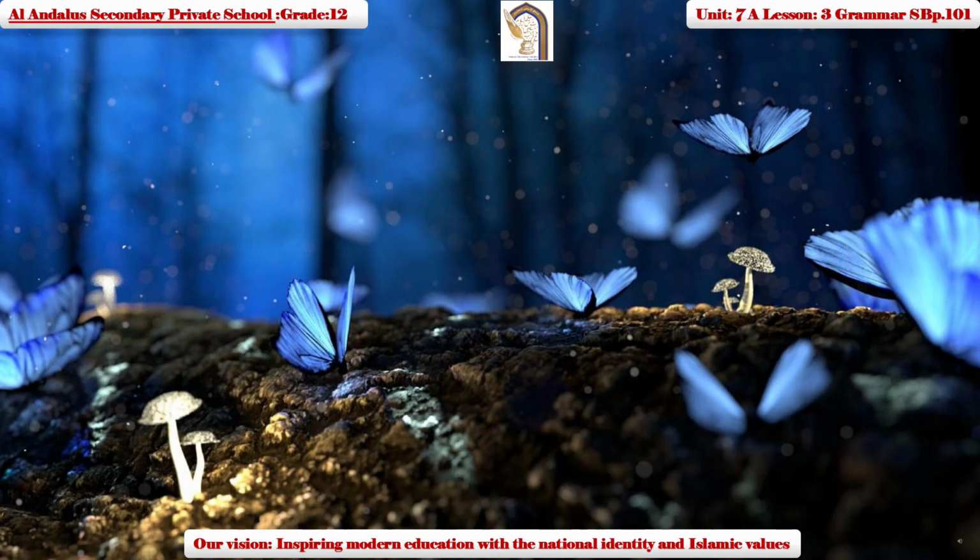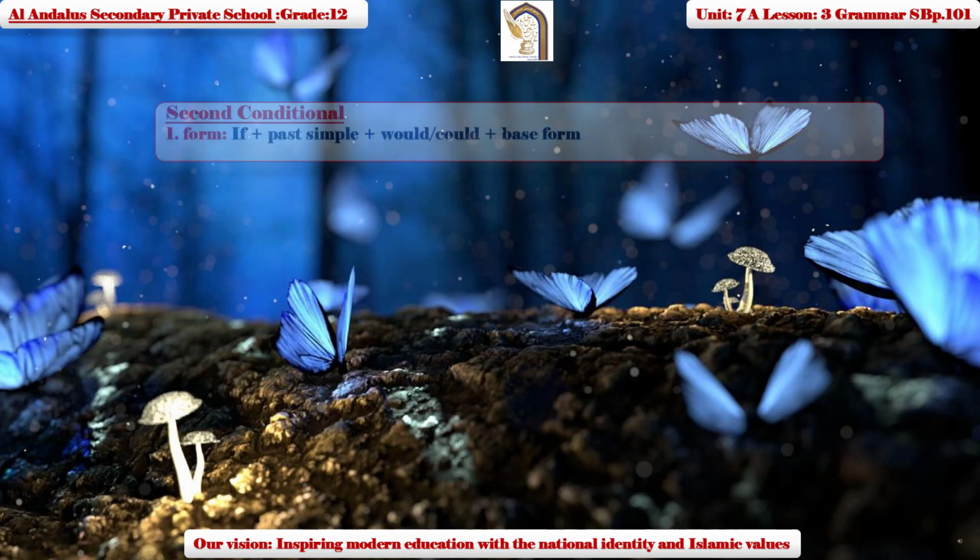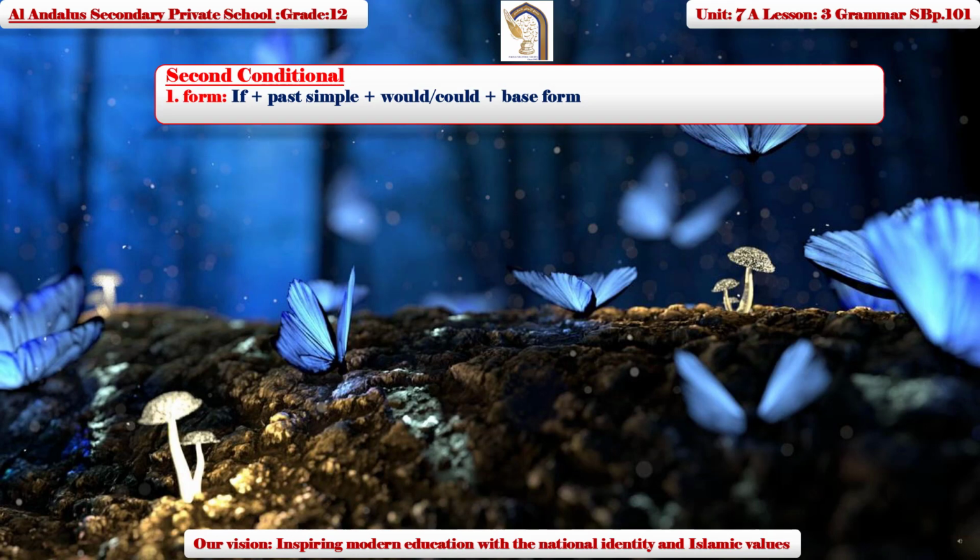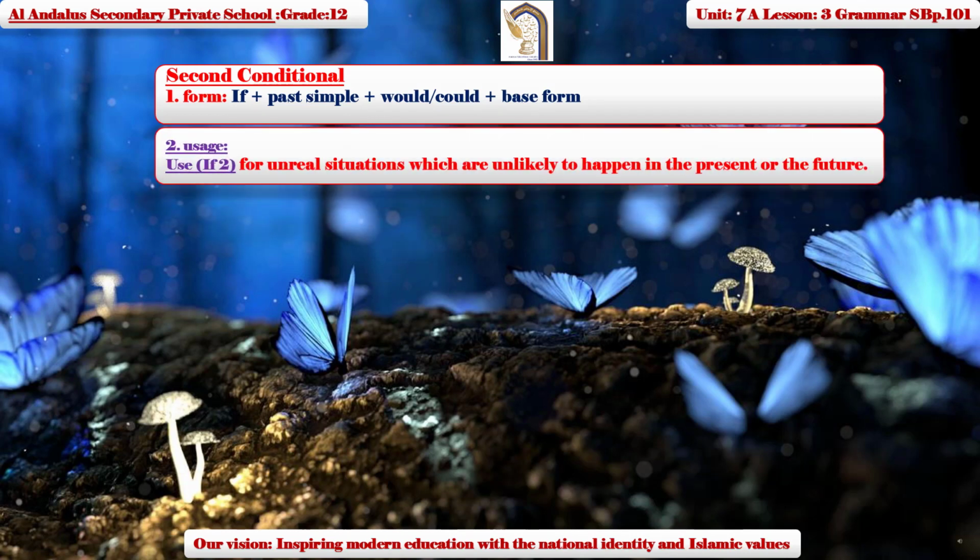First of all, let's have a look at the rules of the second and third type of conditional sentences, which are the basic target of today's lesson. This is the second conditional. First, let's look at the form. If is followed by past simple, and the main clause or the result clause should contain would or could plus the base form. Secondly, why do we use this type of conditional sentences?